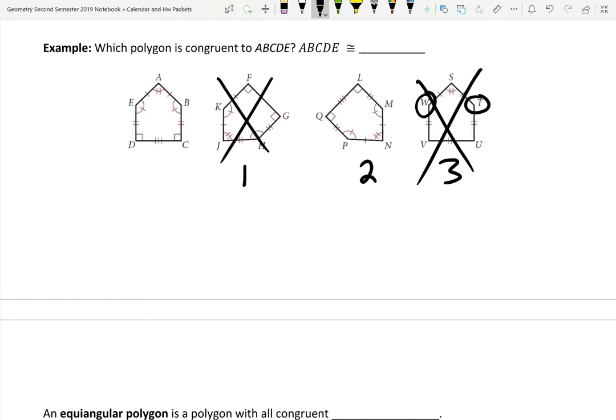Let's go ahead and make sure we write the order correctly. So A corresponds to angle N, and then P would correspond to angle B, and at that point, pardon me, B in ABCDE would correspond to angle P, and then we'll just keep going. NPQLM, and that works. There we go.